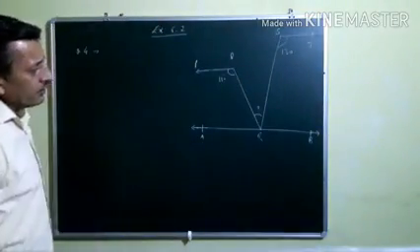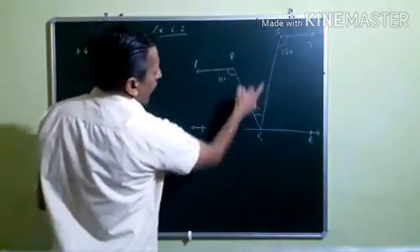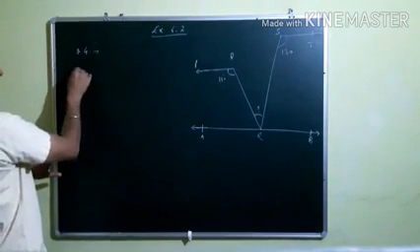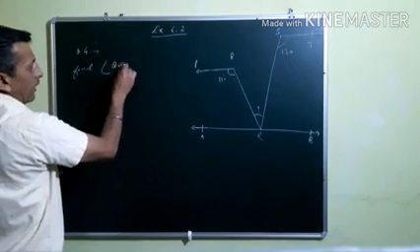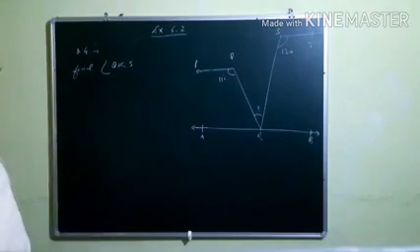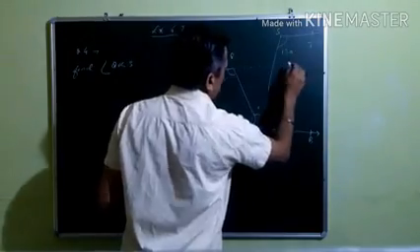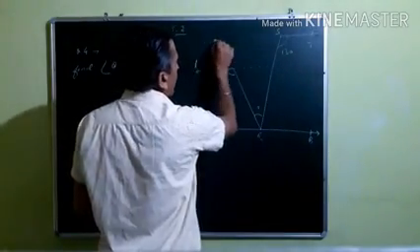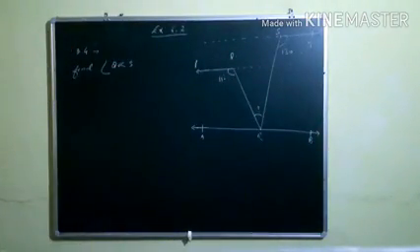Okay, then now he said that find this angle. That means he said that find the angle QRS. So we have to find angle QRS. Okay, this angle we have to find. First I will extend this line so that it becomes parallel to this one. Similarly, I want to extend this line so that it becomes again parallel to AB.